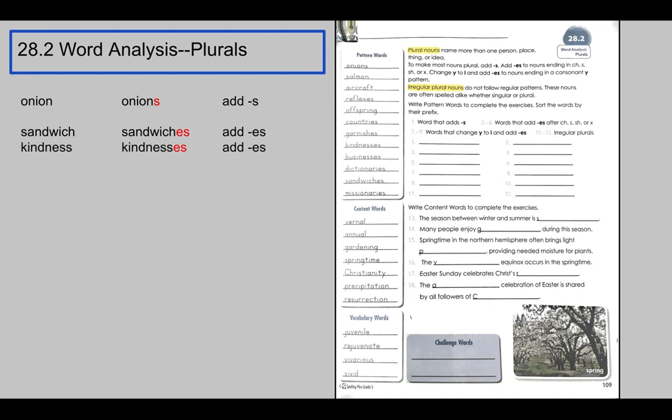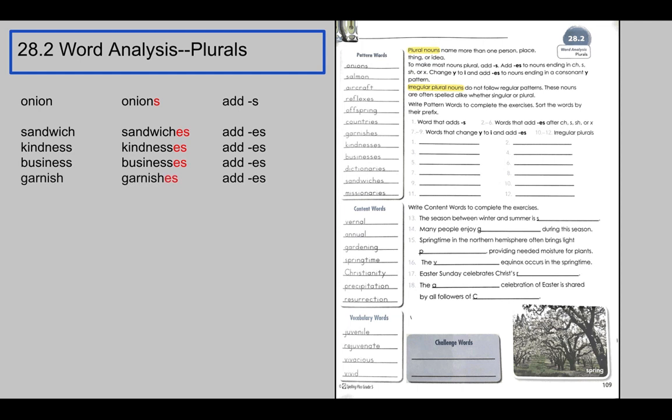All right, the word kindness is singular, but if somebody really treats me with kindness in several different ways, I could say they showed me kindnesses. Okay, again, we add ES because the rule says if the word ends in SS, we add ES to make it plural. The word business is the same way. Business ends with SS, so we're going to add ES to make that word plural, businesses.